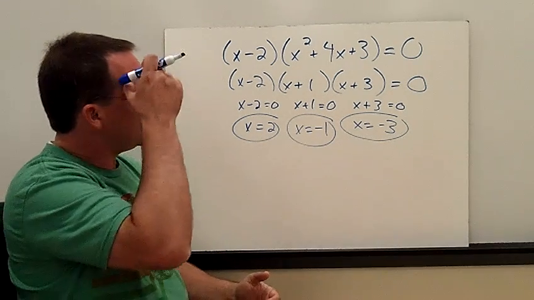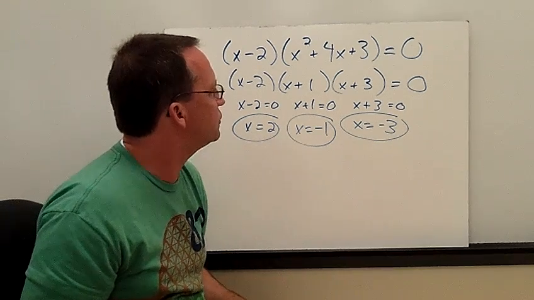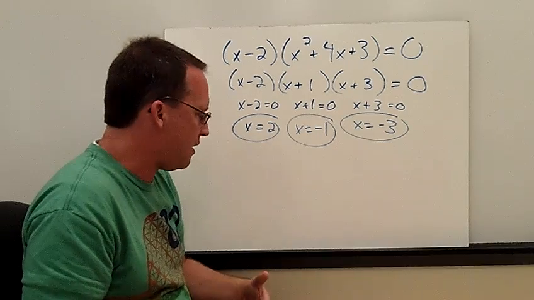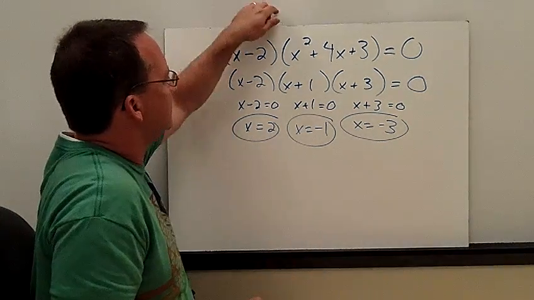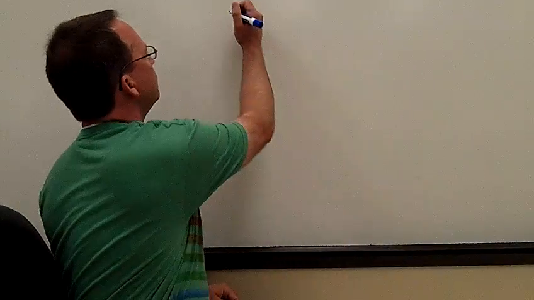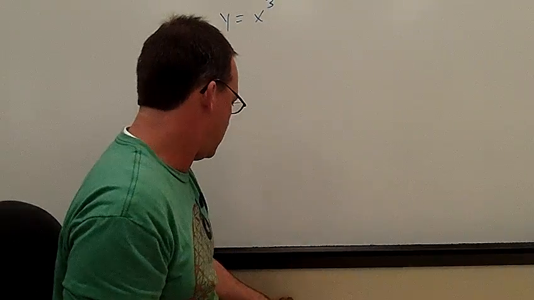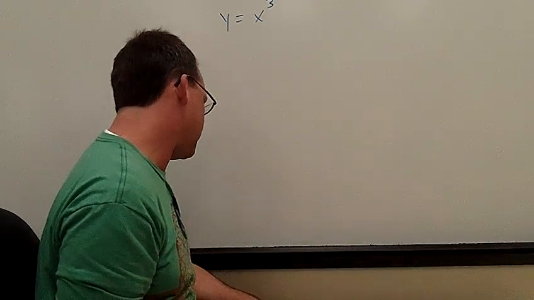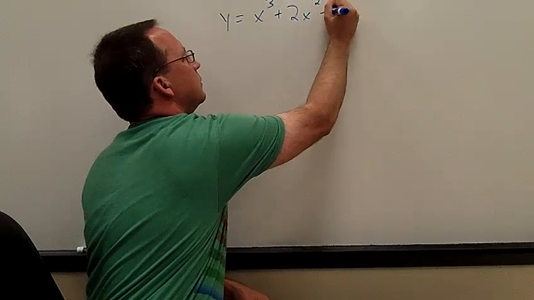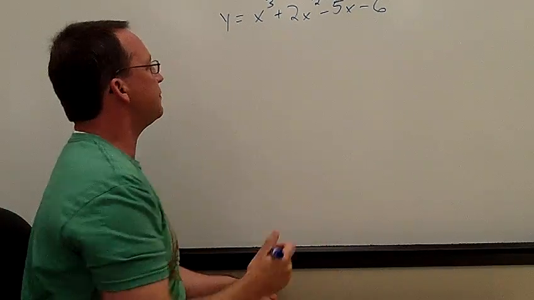Okay? So maybe we can talk about the graph of this just for a second, since that was the original question: where would that graph cross the x-axis? Maybe I'll just go on the board here. And remember we had y equals, let me go back and look and see what that was, x cubed plus 2x squared minus 5x minus 6. We're trying to sketch the graph of this.